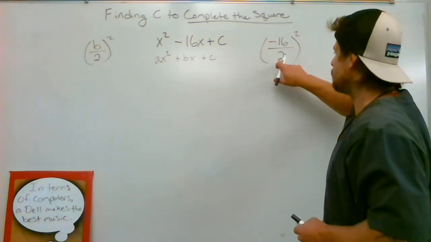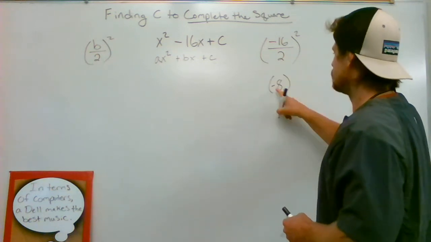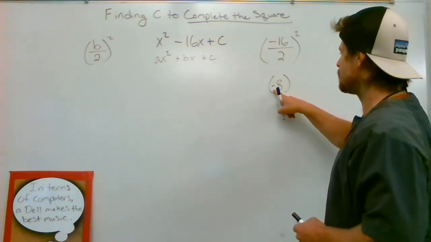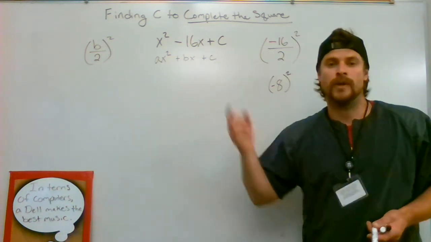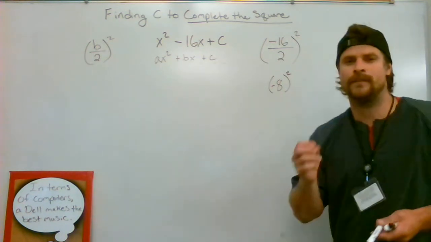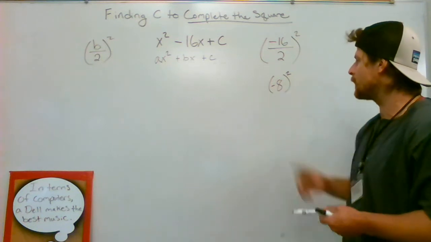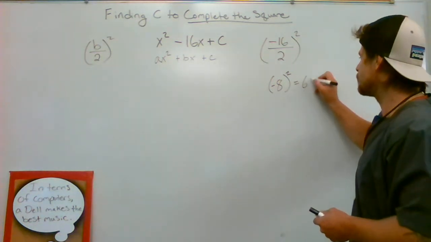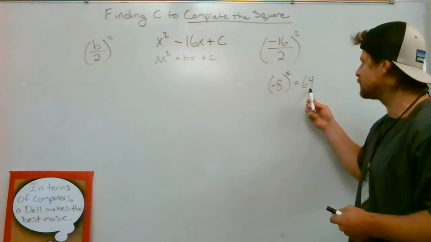Negative 16 divided by 2 is 8. Excuse me, it's negative 8. Negative divided by a positive is a negative. And then we want to square that. Your C value when doing this will never end up being negative, because when you square a negative, it will always end up as a positive value. So negative 8 times negative 8 would equal a positive 64.